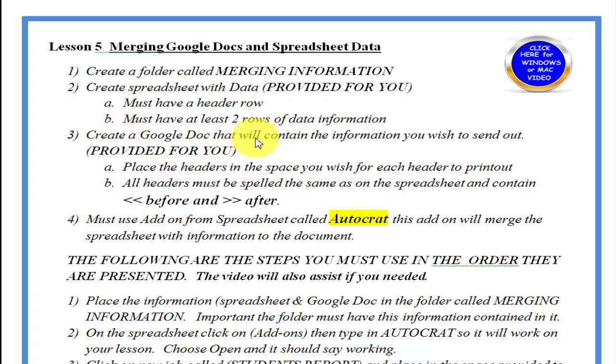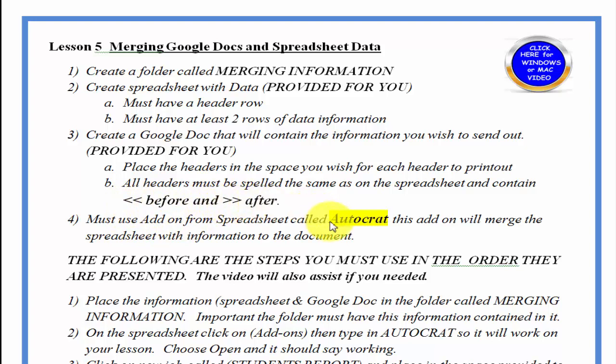Create a Google Doc that will contain the information you wish to send out. We have provided that for you also. And just simply upload it into the folder called Merging Information. Now, place the headers in the spaces you wish for each header to print out. We've done that. All headers must be spelled the same as on the spreadsheet and contain the icons, the 2 arrows to the left before and the 2 after.